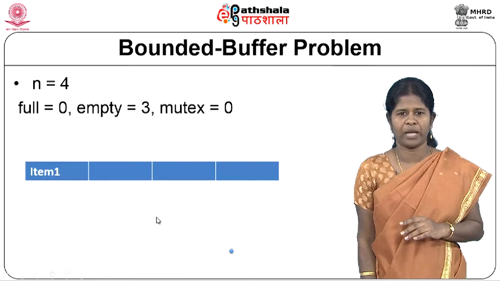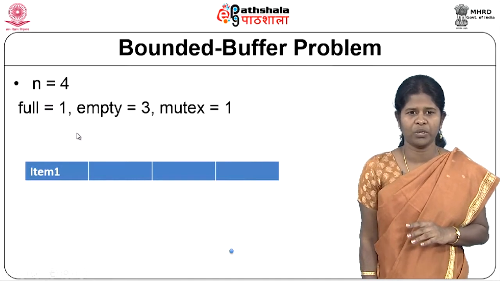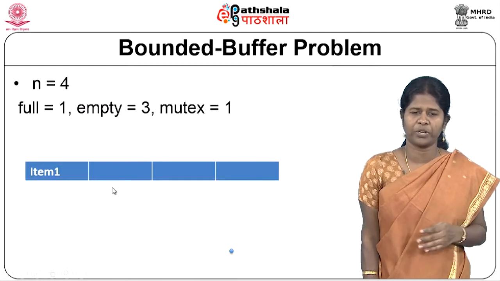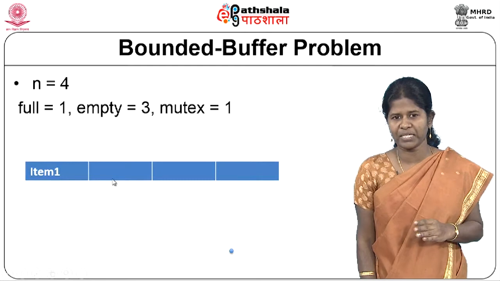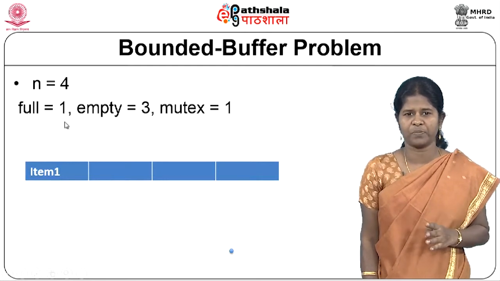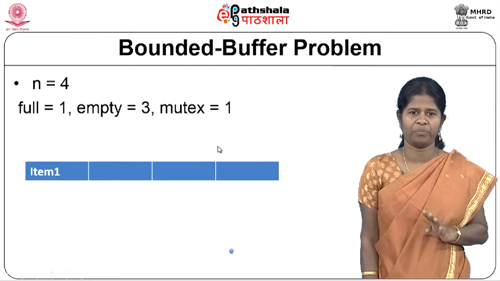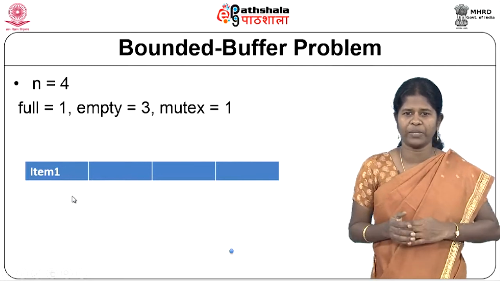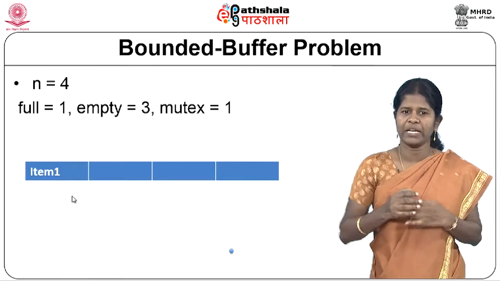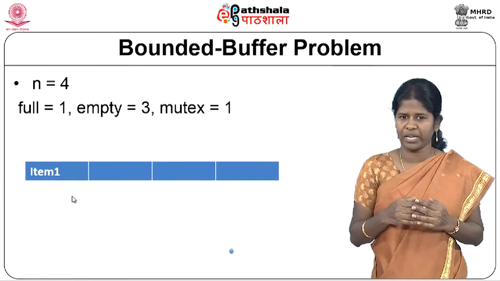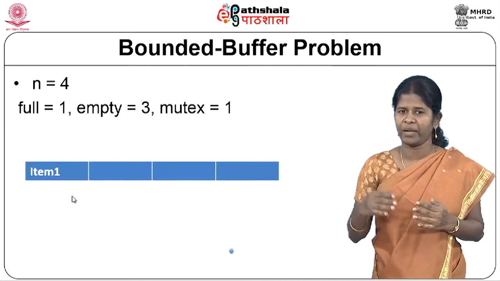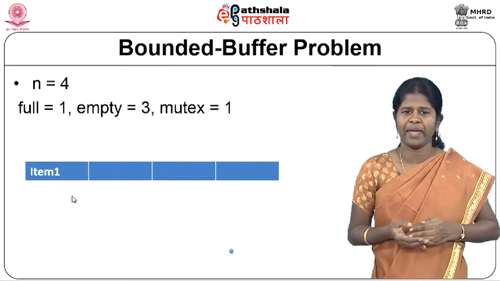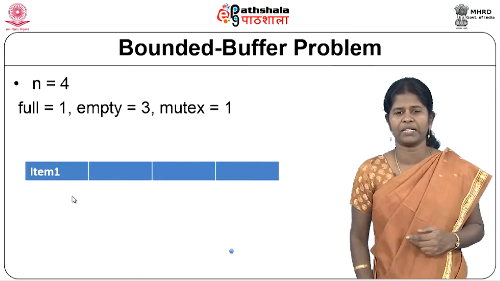And next, full is made equal to 1. After placing the item in the buffer, the producer should signal mutex and signal full. So, full is made 1 and mutex is also made 1. This is what happens at the end of one round of the producer algorithm: it first waits on empty, decrements the value of empty, then waits on mutex, decrements the value of mutex, then places the item, and then it signals full and signals mutex.